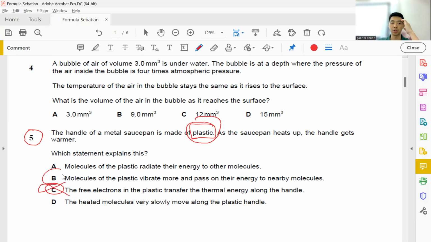You should say that the molecules of the plastic vibrate more and pass their energy to nearby molecules. If this was metal, then yes, C would have been the answer. The free electrons will be the one that transfer the energy. But because this is not a metal, it's plastic, then naturally B should be the answer here. I think most of you guys circled this question, if not half of you guys have circled this question wrong. The other class also half of them did the same mistake.